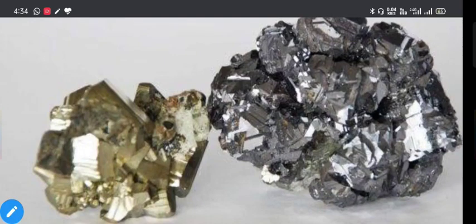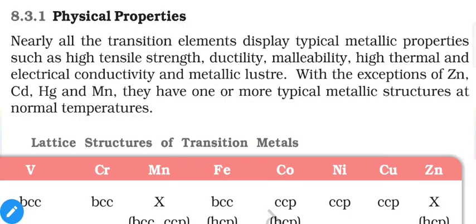And here is an example of metallic luster. As you can see, we have two different metal pieces, or actually they are ores, and they are shining. Metals have this type of shiny surface, which is called metallic luster. With the exception of zinc, cadmium, mercury and manganese, they have one or more typical metallic lusters at normal temperature. That means they will shine with different colors, and the same type of metal in different conditions will give us different shiny colors.